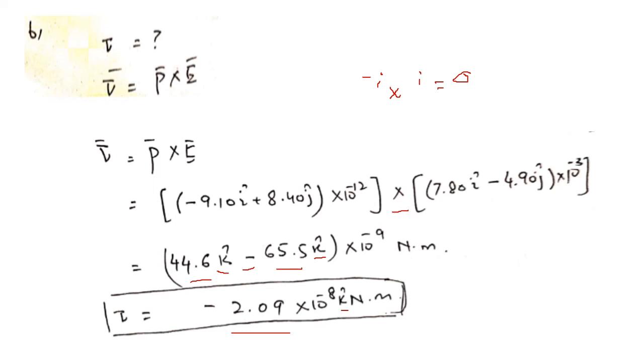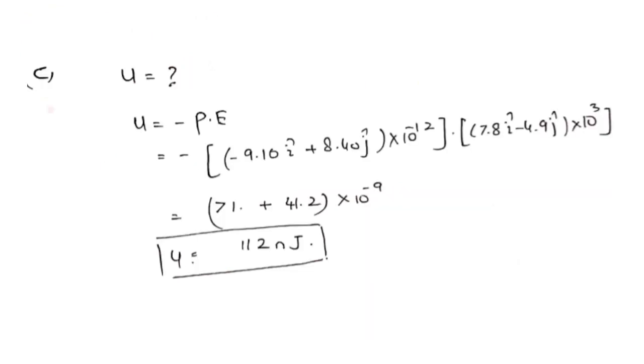So this is very important that you write this unit vector, and there should be a bar on the top of this tau, because I'm not talking about the magnitude right now, I am talking about this tau vector. So when I have written this unit vector k, then this tau must have a bar over it, or must be written in bold form. So the tau vector is equal to minus 2.09 into 10 to the power minus 8 unit vector k newton meter.